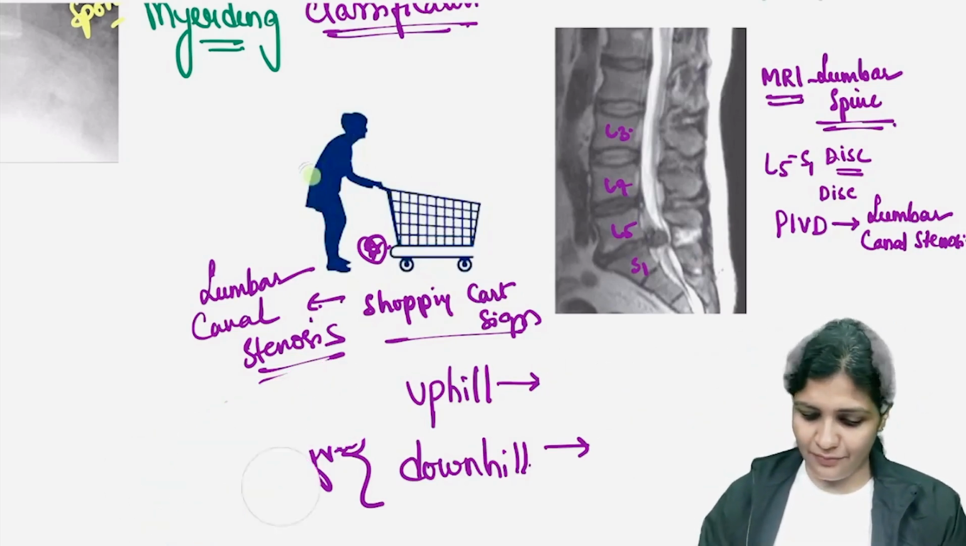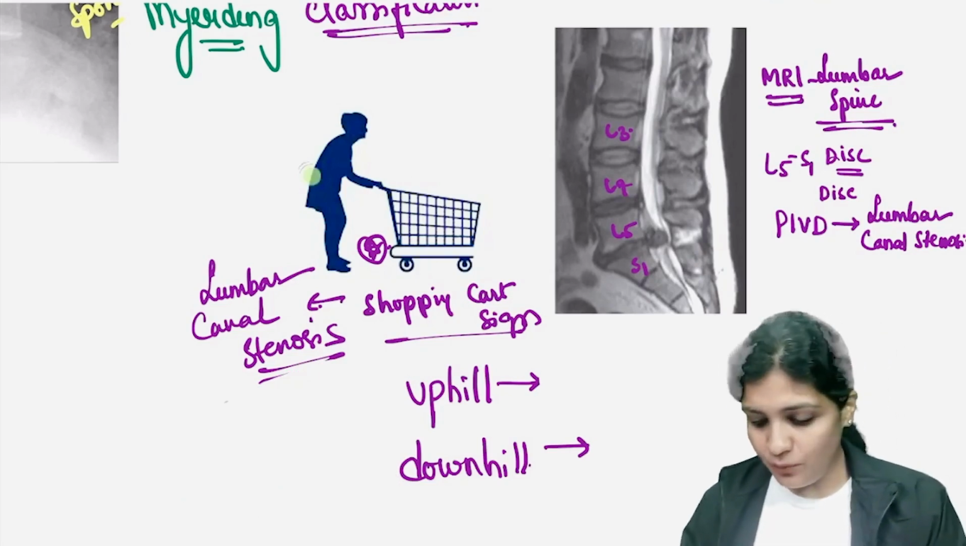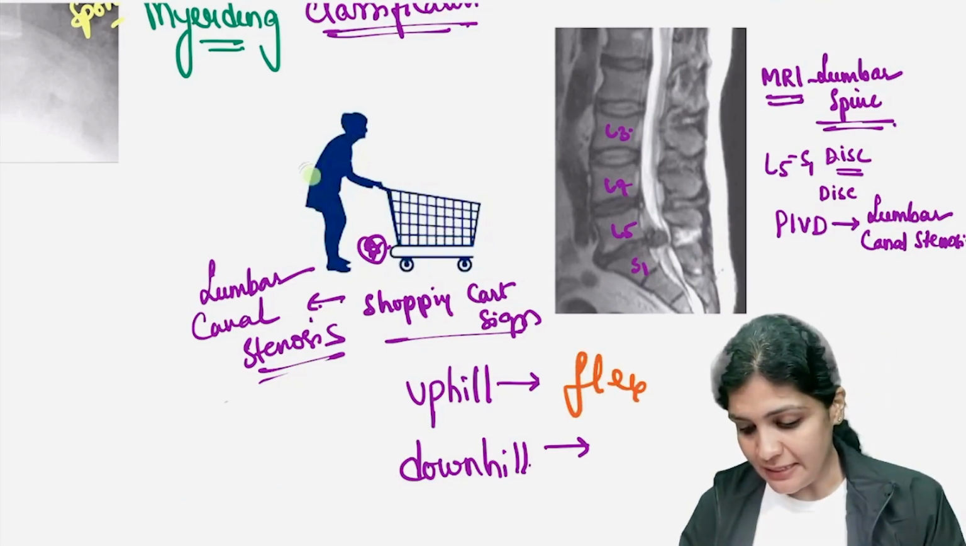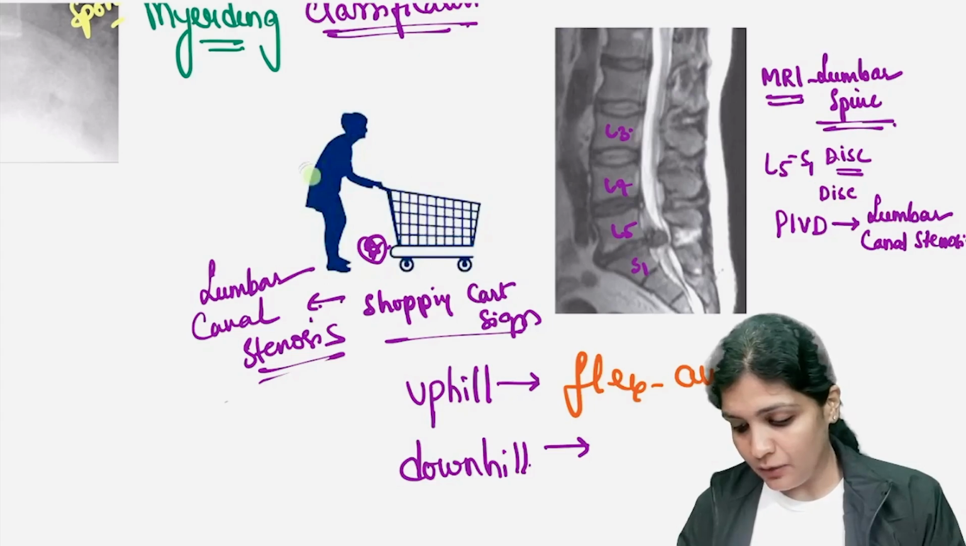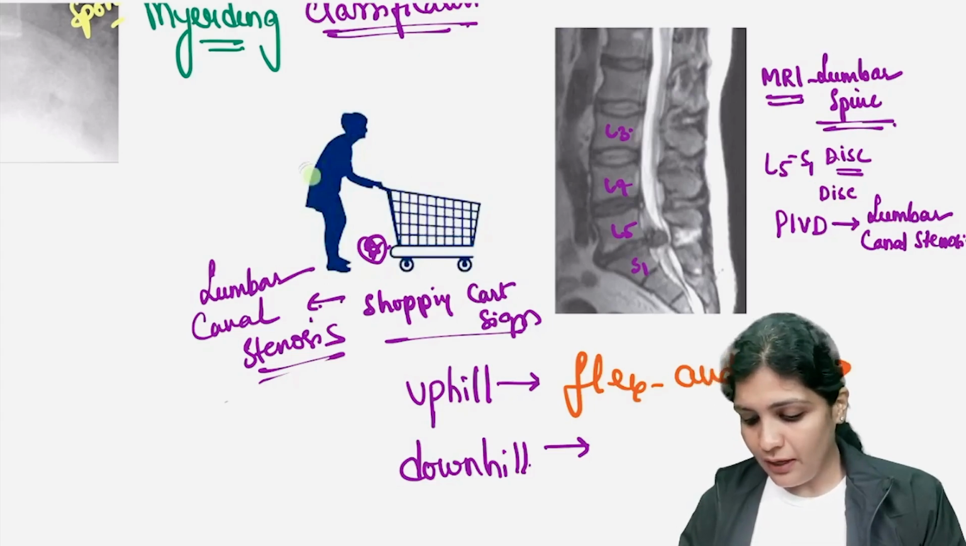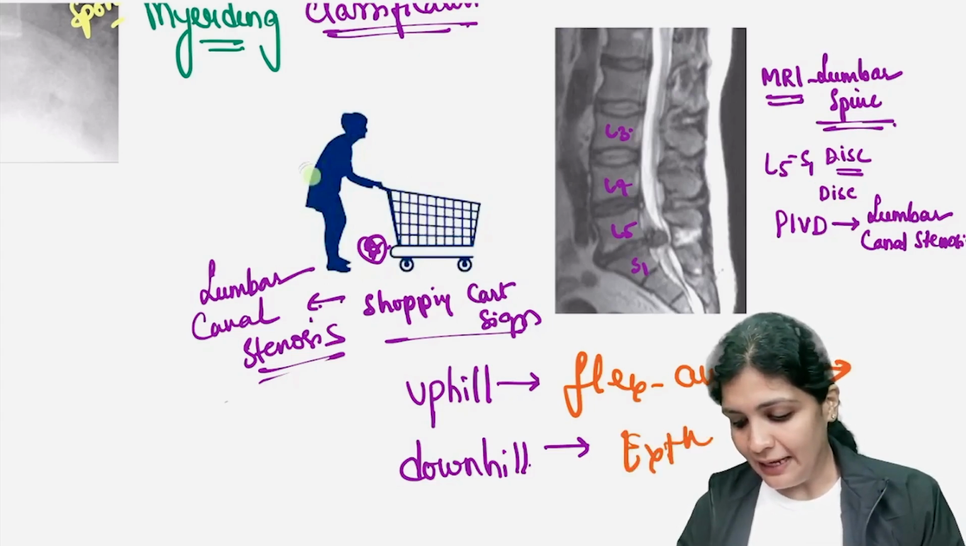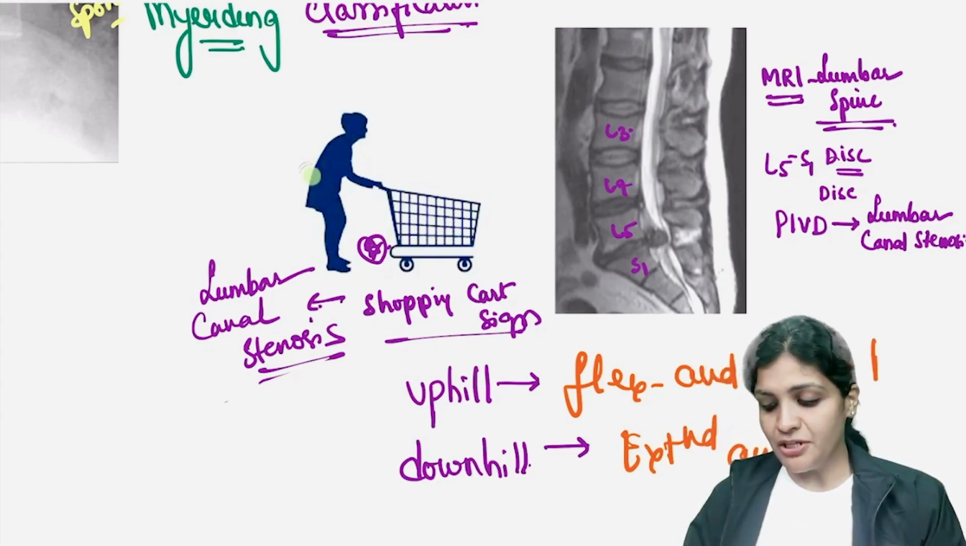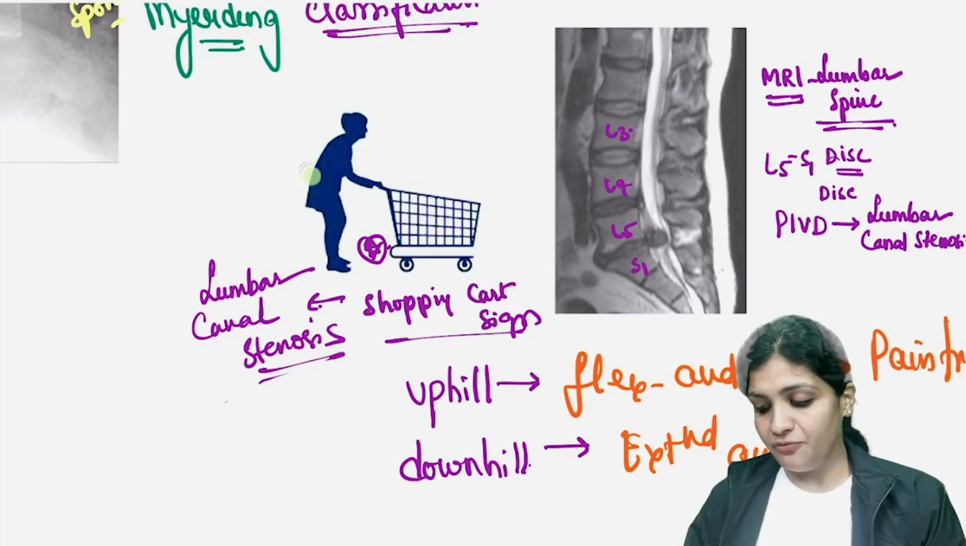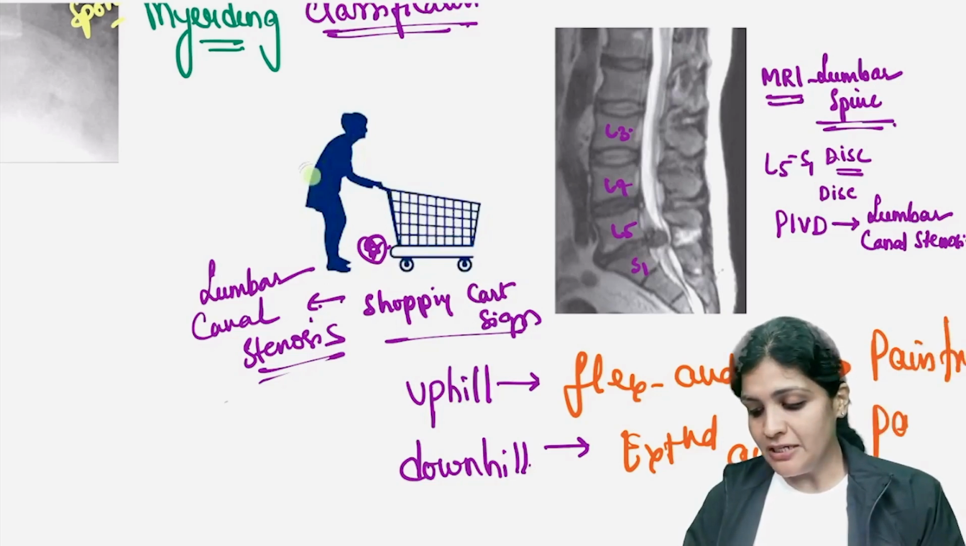Sorry. So while moving uphill, we flex and go, and downhill we extend and come down, right? So whenever there is flexion, it is pain free, and on extension it is painful. That is what you remember.